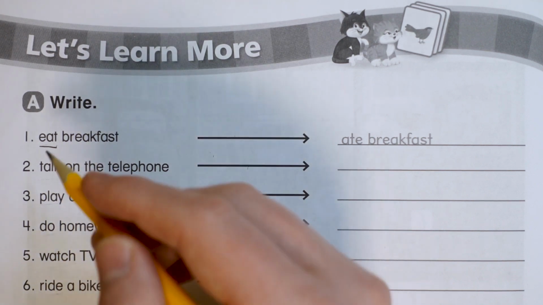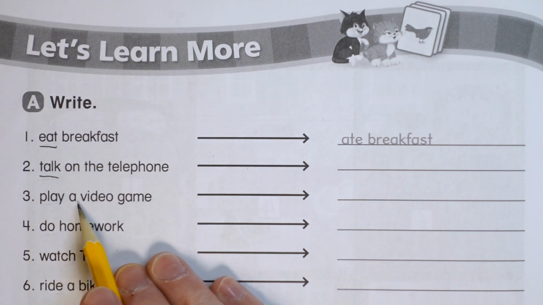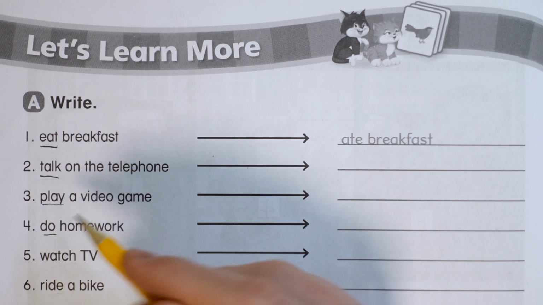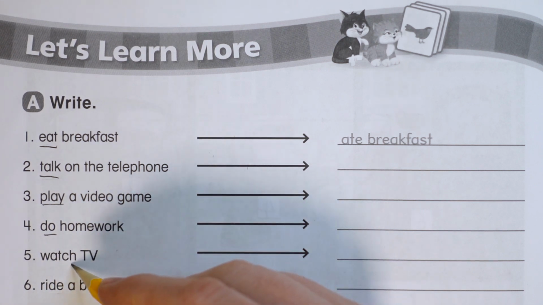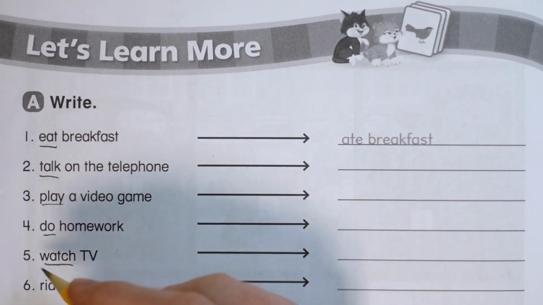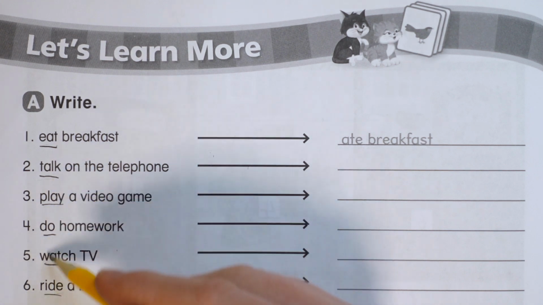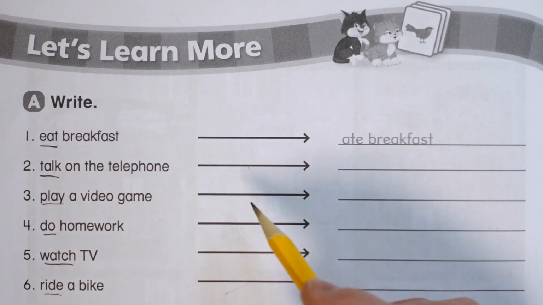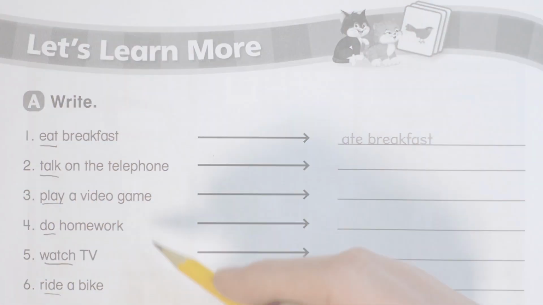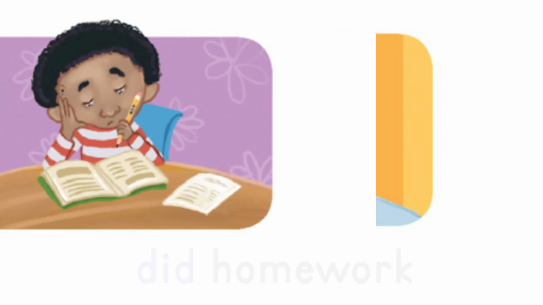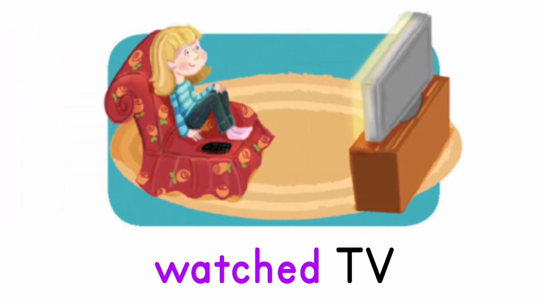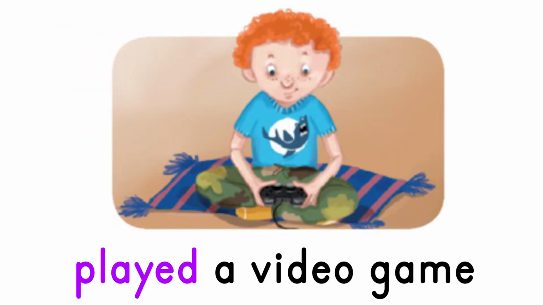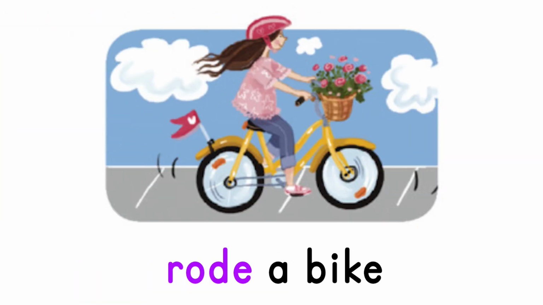Talk on the telephone, the action is talk. Play a video game, the action is play. Do homework, the action is do. Watch TV, the action is watch. Ride a bike, the action is ride. And all of these words change in the past tense to new words. And if I put them into our pictures again, then it would look like this. Ate breakfast. Did homework. Watched TV. Talked on the phone. Played a video game. Rode a bike.